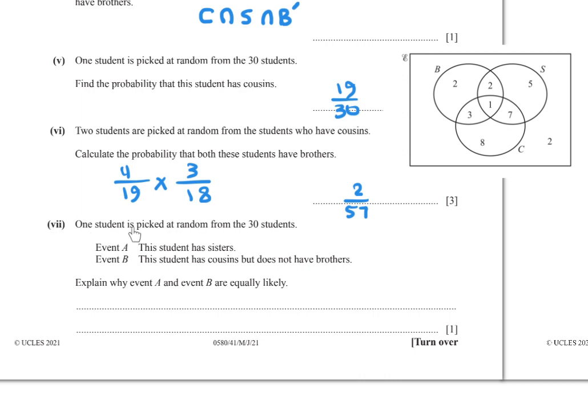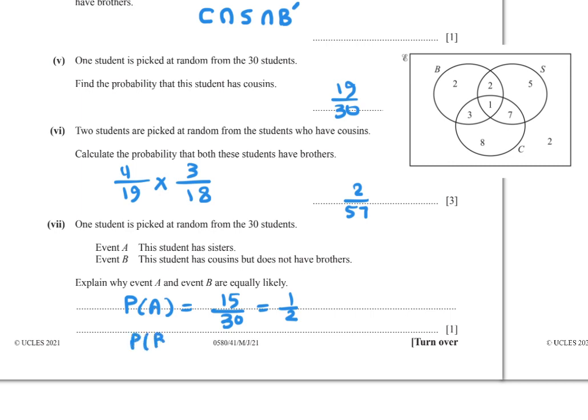VII, one student is picked at random from the 30 students. Event A, this student has sisters. Event B, this student has cousins but doesn't have brothers. Explain why event A and event B are equally likely. So to find the probability of event A, the student has sisters, we need to find the number. Students who have sisters: 2 plus 1 plus 7 plus 5, so 15. So 15 over 30 equals 1 over 2 in the simplest form.